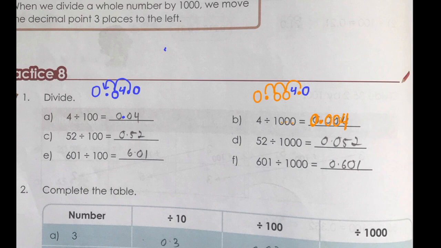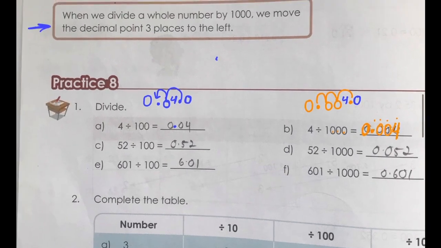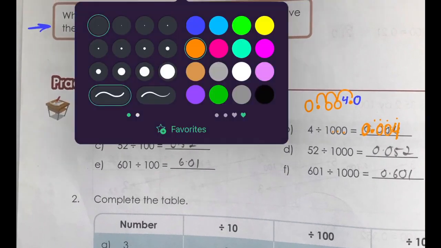Now we're going to check. See, 1, 2, 3, thousand has 3 zeros. So it means 3 times to the left. So let's see, 1, 2, 3. Then I have my decimal point. Then I have my 0. So it is correct.